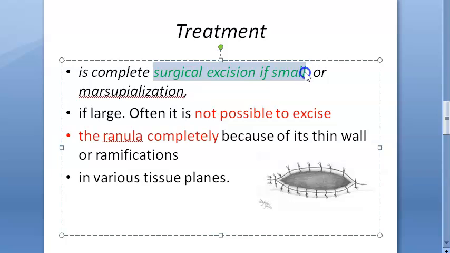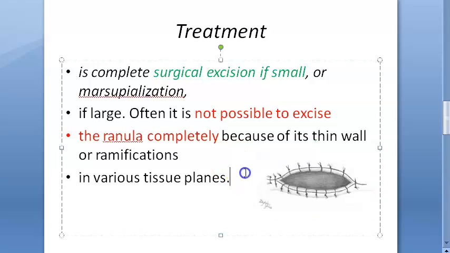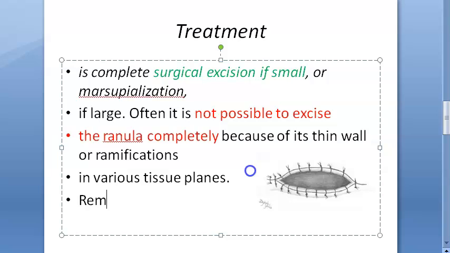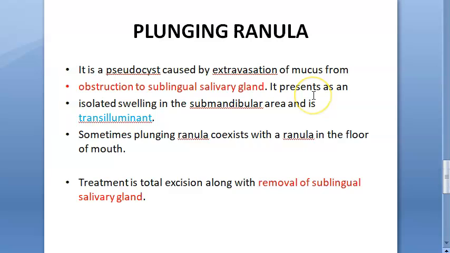Treatment is complete surgical excision if it is small, but if it is big, then they'll just do marsupialization. That is a kind of pouch. It is not possible to excise the ranula completely. Sometimes they're talking about removing the sublingual salivary gland itself. Then dermoid, etc., are going to be its differentials. This one is translucent. Remember, dermoid will be a white mass.